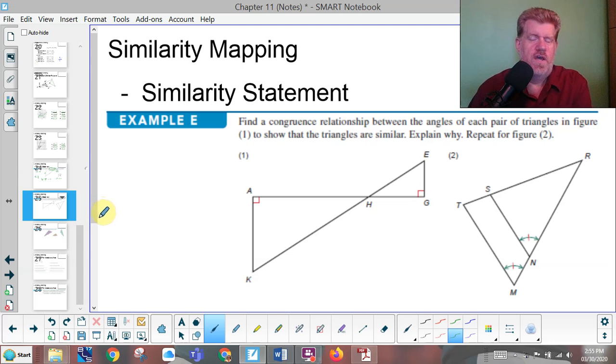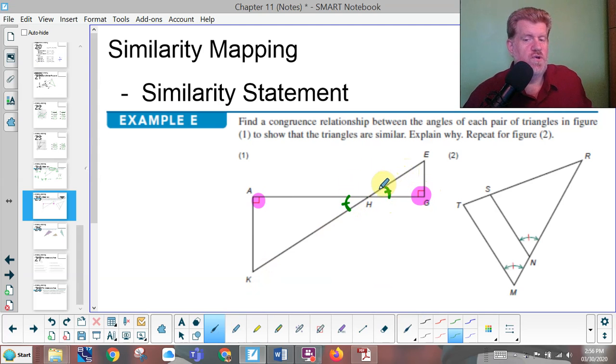So, are these two triangles similar? And if they are, why? So what are you given? You're given that angle A and angle G are both right angles. So we got those. Those are the same. We also know that angle H in both of these are the same because they're vertical. So angle H and angle H are the same.